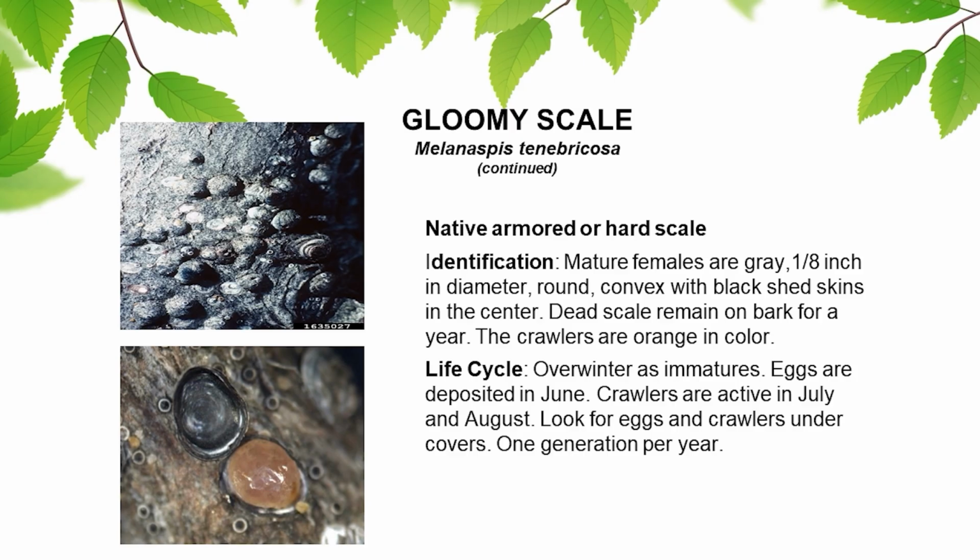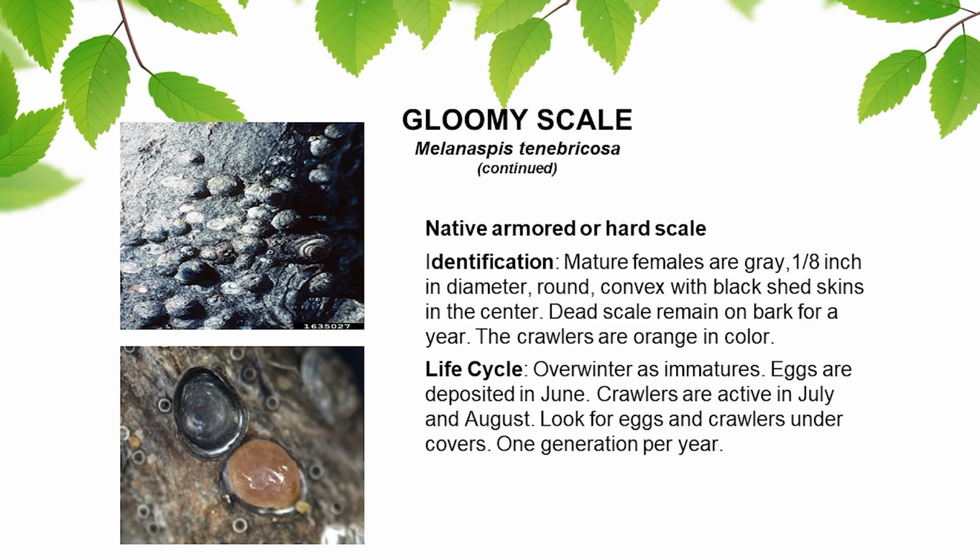Gloomy scale. Gloomy scale is a native armored or hard scale. Mature female gloomy scale are gray, 1/8 of an inch in diameter. They are round, convex with black shed skins in the center. Dead scales remain on bark for years. The crawlers are orange in color.